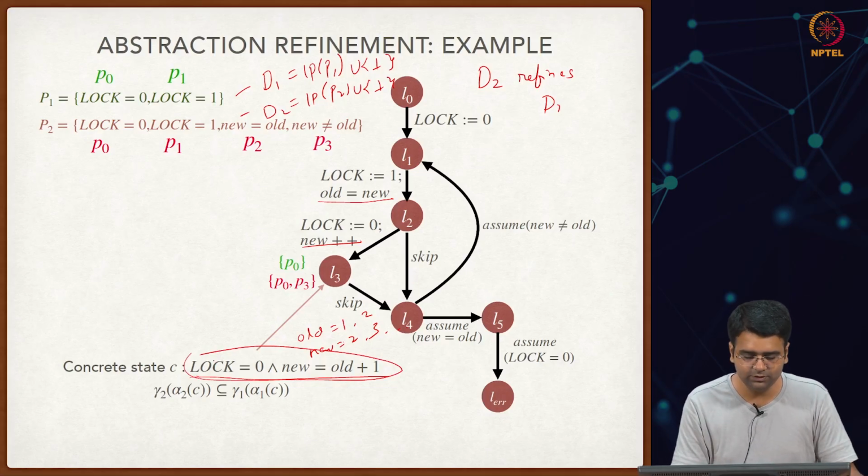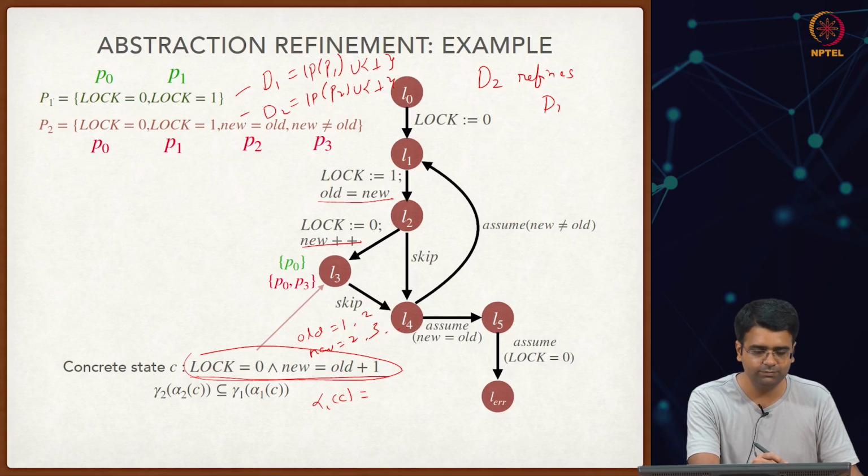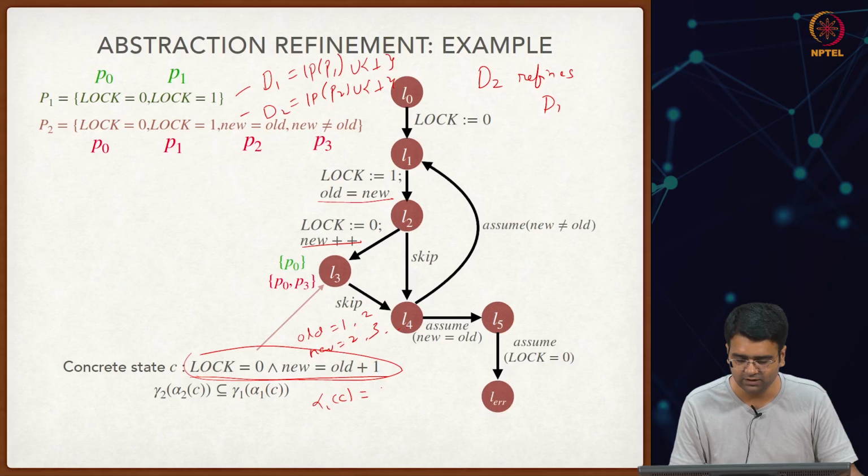So now, consider gamma 2 of alpha 2 of C and gamma 1 of alpha 1 of C. Let's calculate this. What is going to be alpha 1 of C? Alpha 1 of C is the set of predicates from P1 which are satisfied by every state in C. Every state in C is going to satisfy lock is equal to 0. Therefore, alpha 1 of C is simply going to be equal to P1.